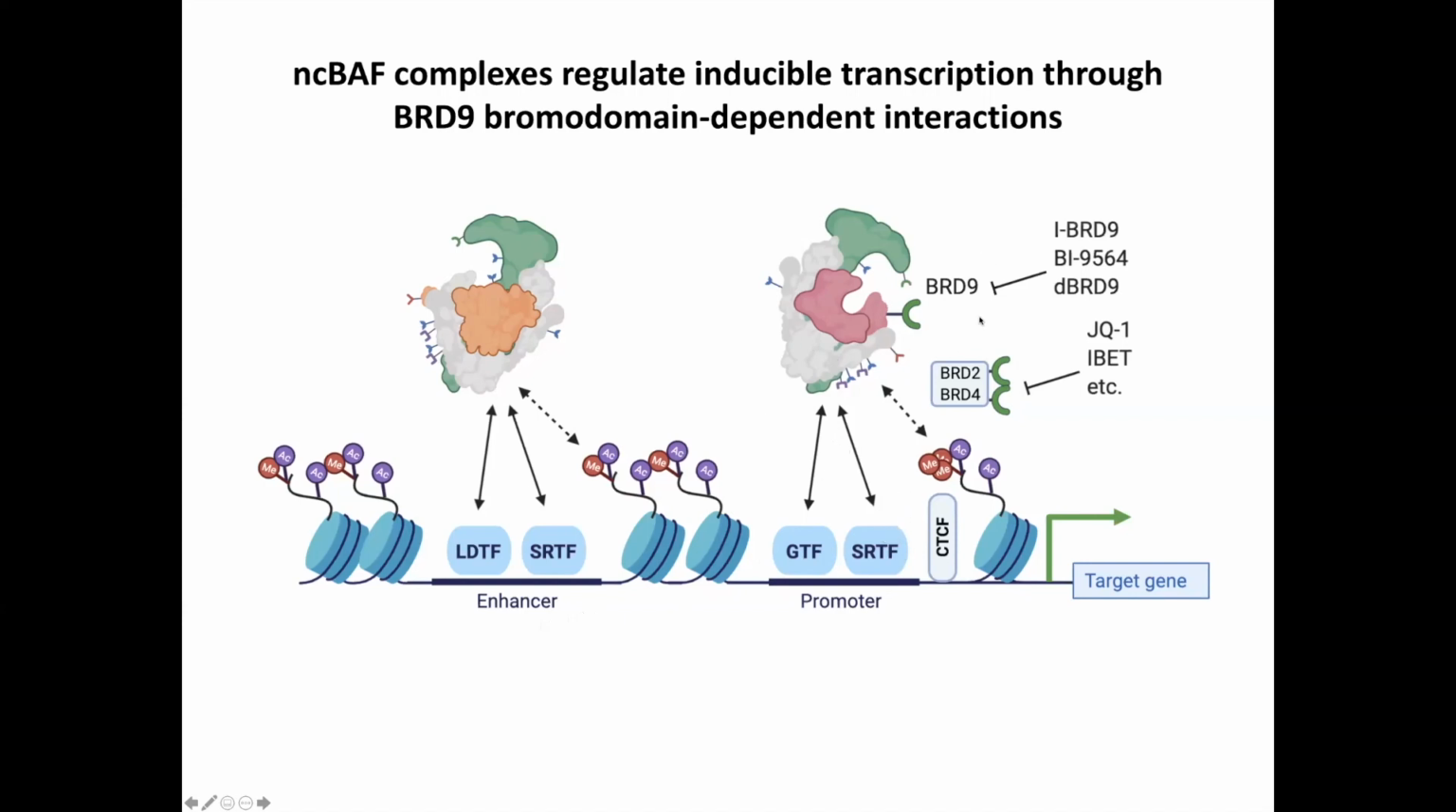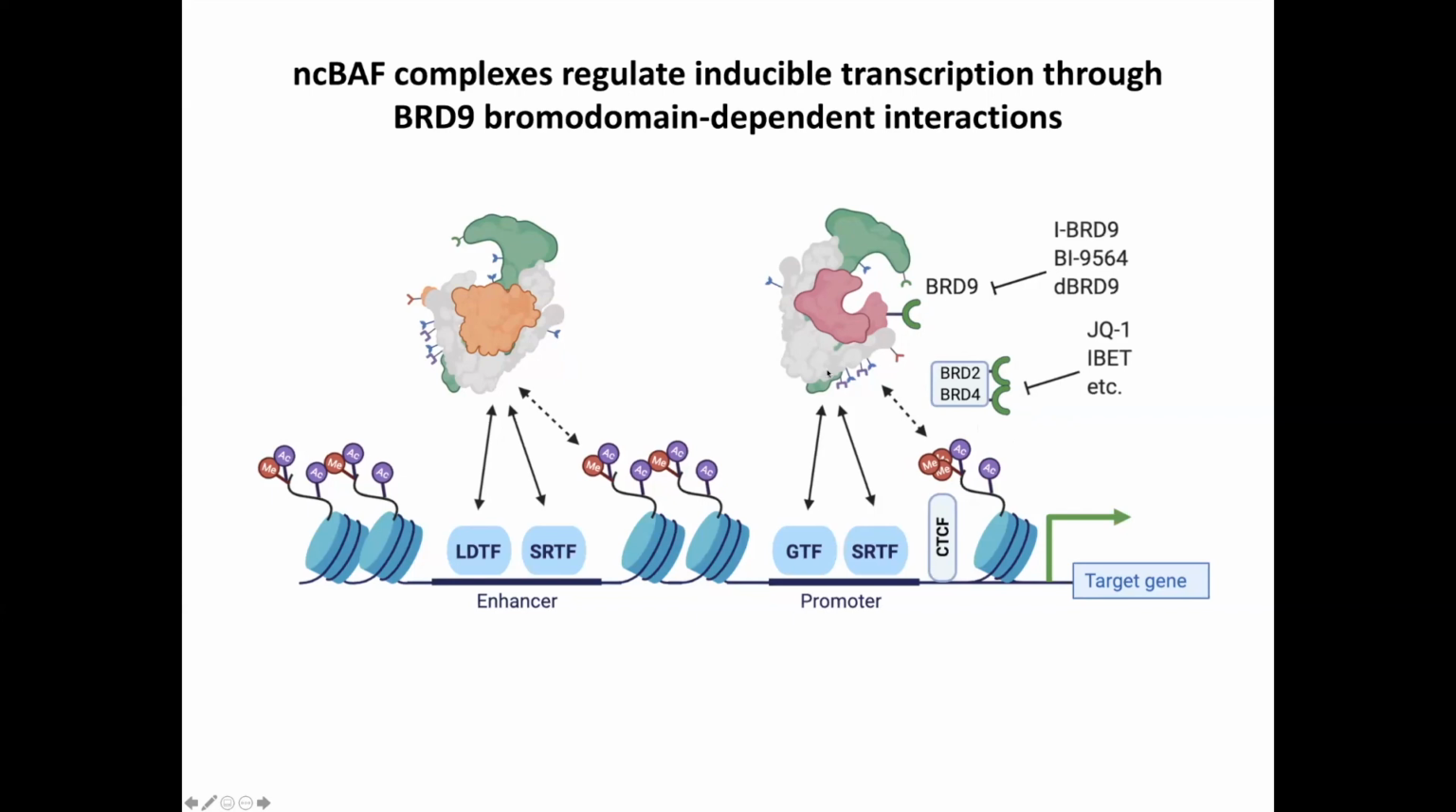However, we do see an important role for the BRD9 bromodomain in that inhibition by BI9564 leads to displacement of the BRD9 protein. And thus we believe that this bromodomain is important for either recruiting or stabilizing the complex on chromatin. Importantly, we see again this cooperation with BRD proteins, BRD2 and BRD4, in that inhibition of BET proteins and inhibition of BRD9 lead to very similar effects on transcription.